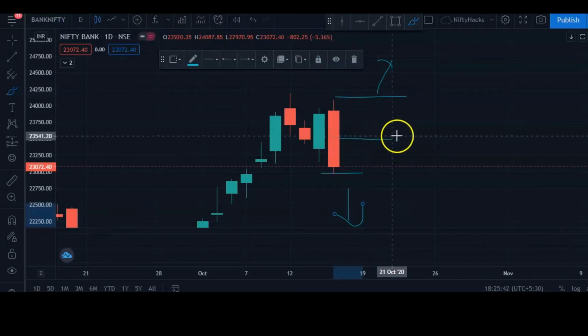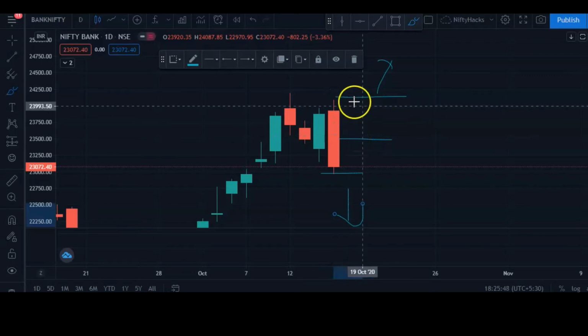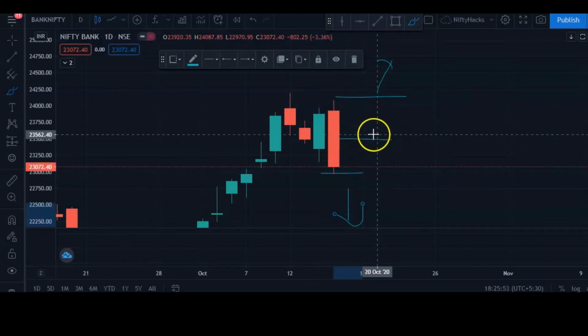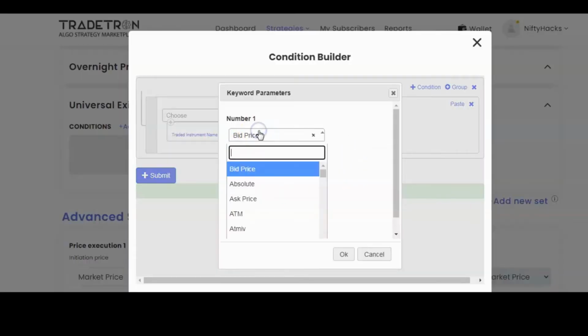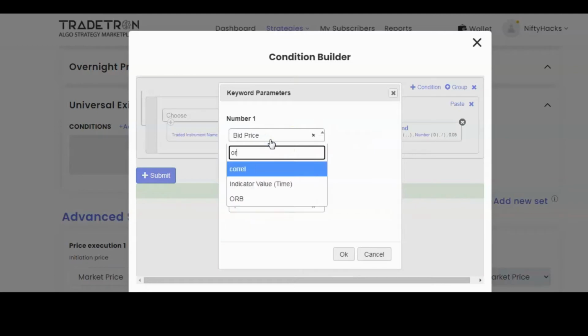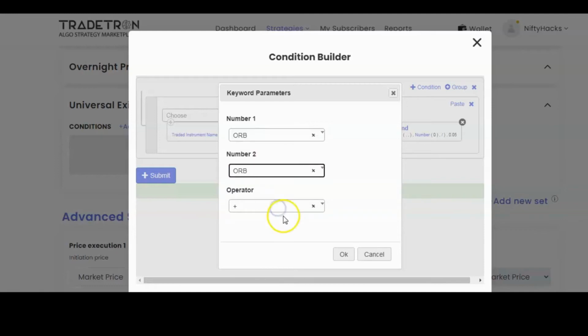Now for getting half of the ORB candle, we will add in the math function ORB high plus ORB low divided by 2. So here in the math operation we will use one more math operation for ORB high plus ORB low, and here we will use number, and here divided. Write down ORB here also, and keep it as plus only.